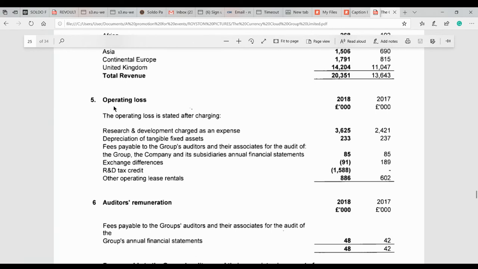Now, this is how the operating loss is made up. You can see here R&D is 3.6 million. Yeah, and R&D tax credit basically is 1.6 million. And that's why these companies are paying very little taxes. It'll be very much the same for Amazon or, I don't know, Google or YouTube. Any big companies that are in the tech space, they pay little taxes because they put a lot of their money into research and development and they get rebates for that.